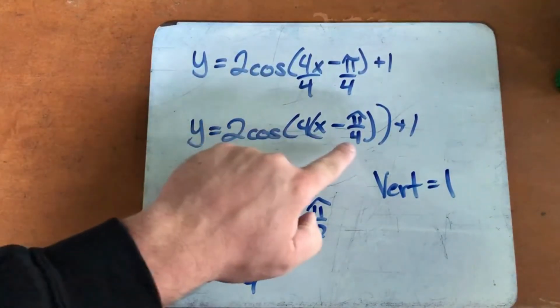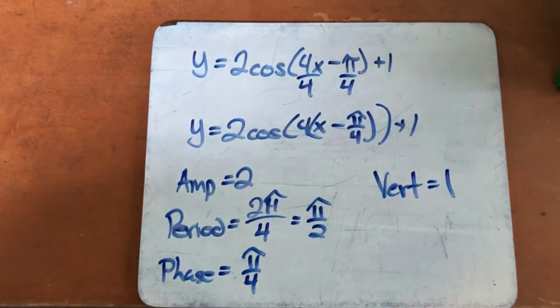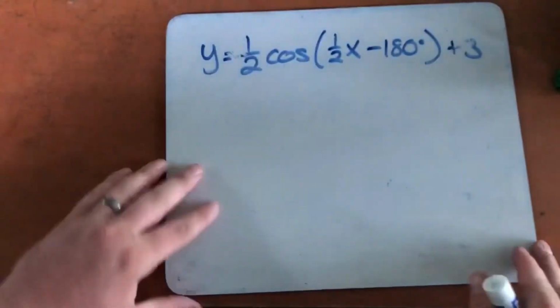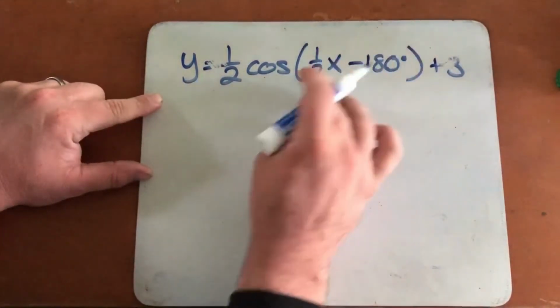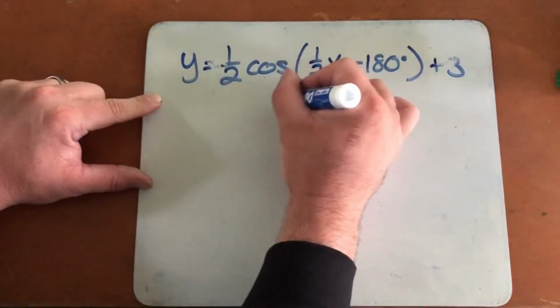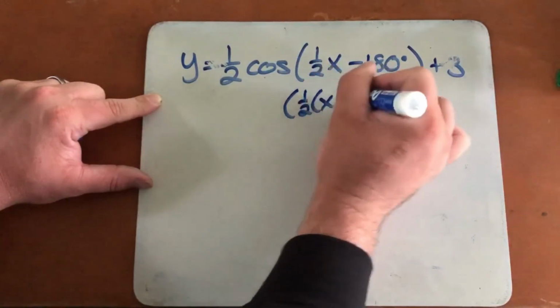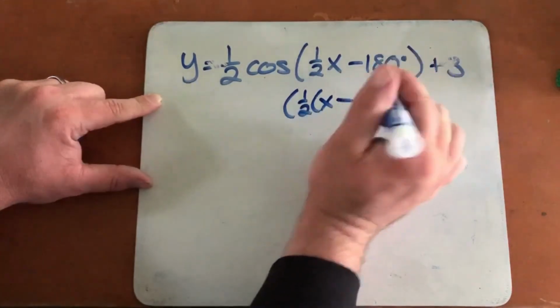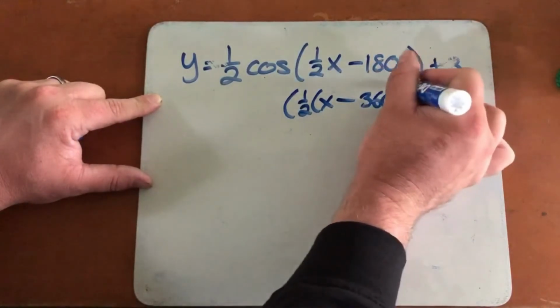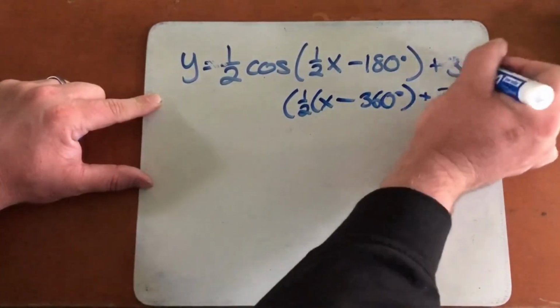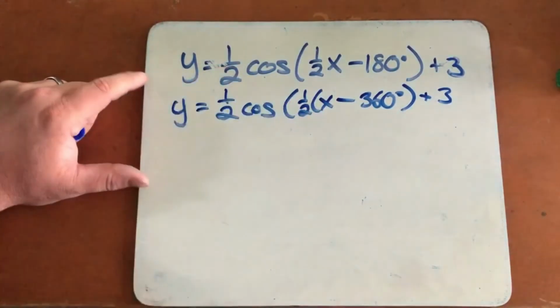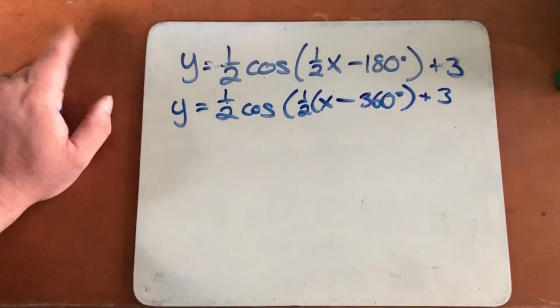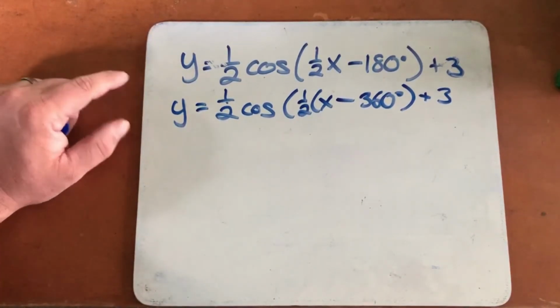A, B, C, D. And the last one, notice that the last one is in degrees instead of radians. So once again, I need to factor out a 1/2. When I factor out a 1/2 here, that will give me x minus, and when I divide 180 by 1/2, that makes it 360. And that's a 3 up there. So I end up with y equals 1/2 cosine of 1/2 parentheses x minus 360 plus 3.